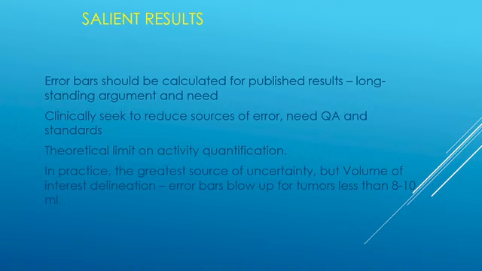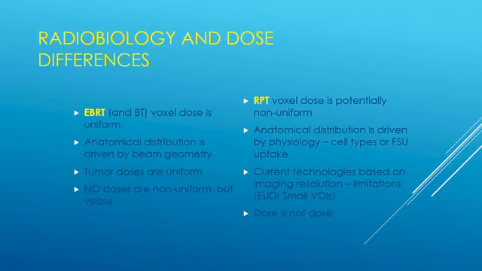And although I mentioned the theoretical limit is really on activity quantification, in practice, the greatest source of uncertainty, and especially what limits how low you can go, is how the volumes of interest are delineated, the segmentation. I'm saying here for tumors, but even for normal organs that are small, like lacrimal glands or whatever, the biggest issue is contouring these accurately, and below 8 or 10 milliliters, there is a lot of inaccuracy.